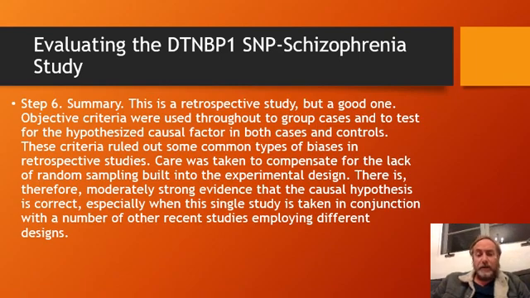So, summarizing, this is a retrospective study. We know problems with retrospective studies in general, but as those go, it's a good one. They used objective criteria throughout to group the cases, to test for the causal factor, and they did their best to rule out some common types of biases. So they really did as well as they could to try to compensate for the lack of random sampling. So we can say, but because it's retrospective, at best, we can say moderately strong evidence that the causal hypothesis is correct.